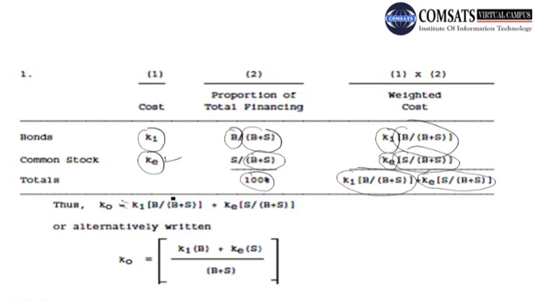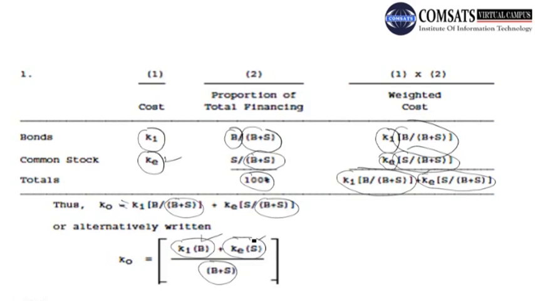Now we can take B plus S as common, so that we can write the equation alternately like this: KI into B plus KE into S, divided by the total capital structure. We can also solve it in a simplified way: multiply the cost of bond with the worth of the bond, then multiply the cost of common stock with the worth of the common stock, and divide this added value by the value of the total capital structure. Then we get K naught, which is the weighted average cost of capital.